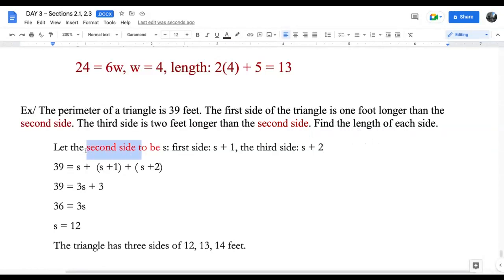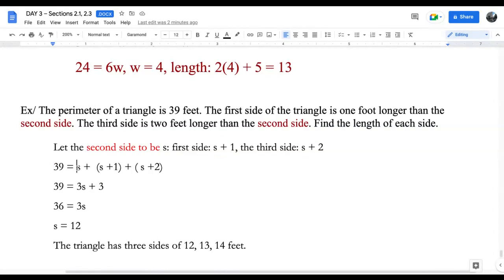Well, let's call the second side S, because the first side is compared with the second one, the third one compared with the second one. So let's name the second side S. Then the first side would be S plus 1, because it's 1 foot longer. And the third side will be S plus 2, because it's 2 feet longer. Then we just add those 3. S plus 1 plus S plus 2 will be the perimeter, 39.